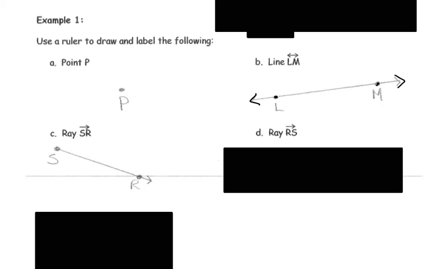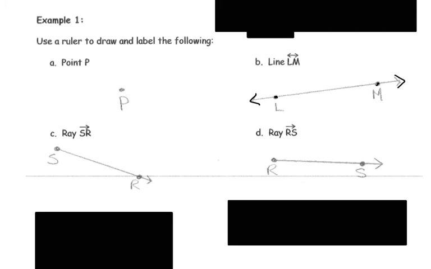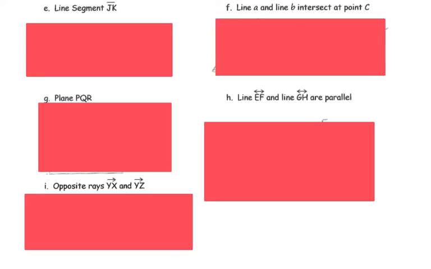And another ray, notice this time I'm switching it up. R should be where the endpoint is, and S is where the arrow is. It looks like that. If you want to attempt to draw these before you see the actual answer, to make sure that you got it, feel free to do that.